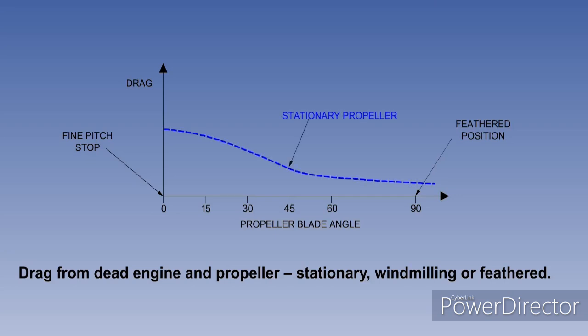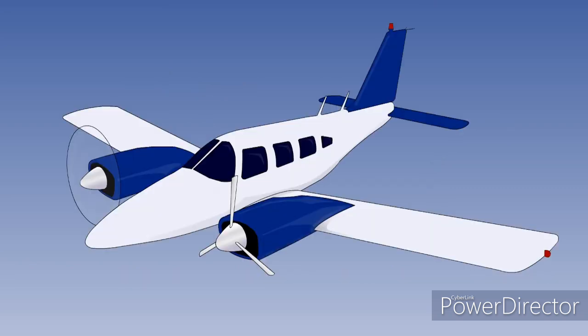If the propeller is stationary, it is generating some drag from the blades, which could be at a relatively large angle to the airflow, but no torque. A windmilling propeller will produce a large amount of drag, being driven by the relative airflow, generating both drag and torque. The propeller will also have the load of turning the dead engine, unless an automatic decoupling device is fitted. A feathered propeller will cause the least possible drag.